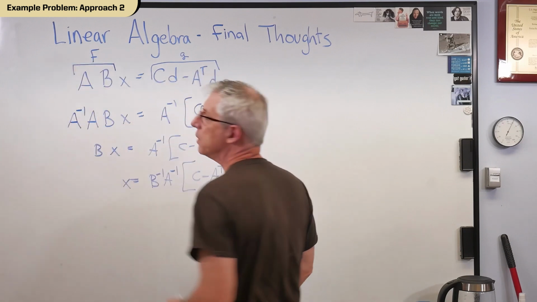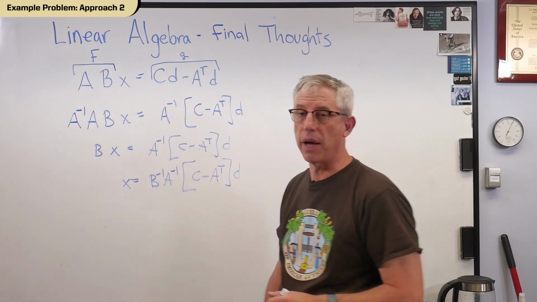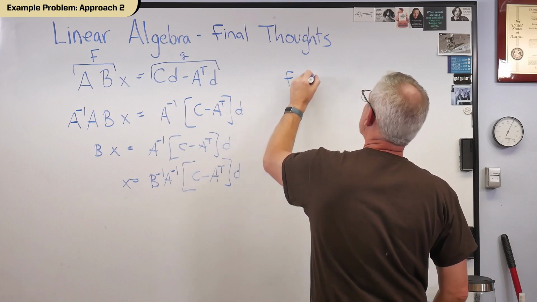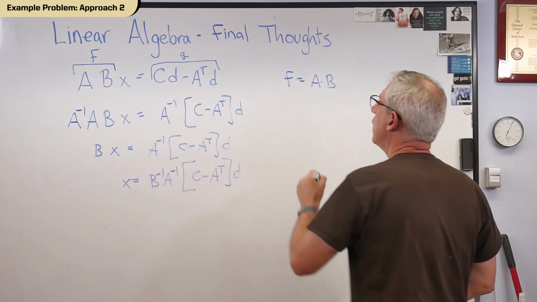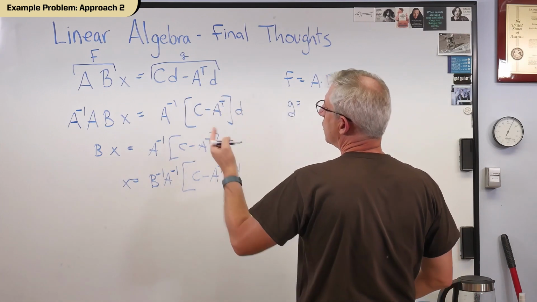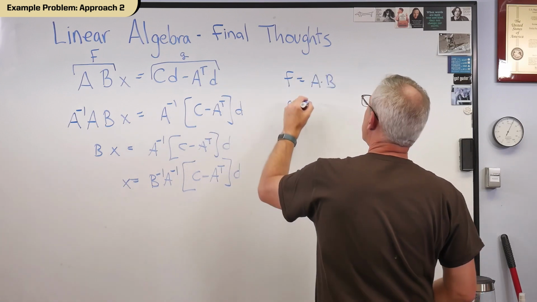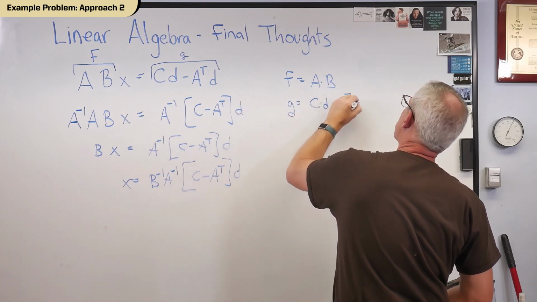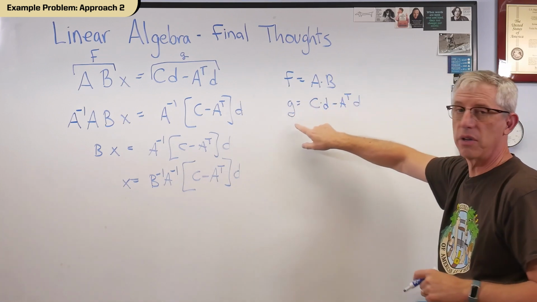So the capital will indicate, as it has over here, capital is going to be the matrix and little is going to be the vector. So F is just A times B, matrix multiplication. We know how to do that. And G is two matrices multiplied by vectors and then one subtracted from the other. So C times D minus A transpose D. So matrix times vector, and that's going to be a vector.